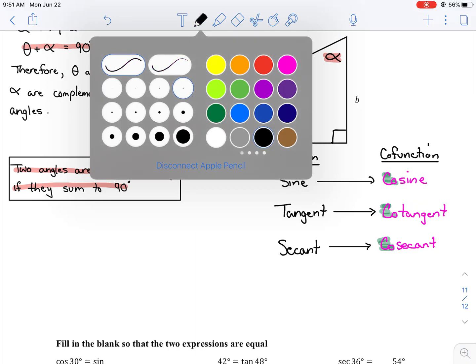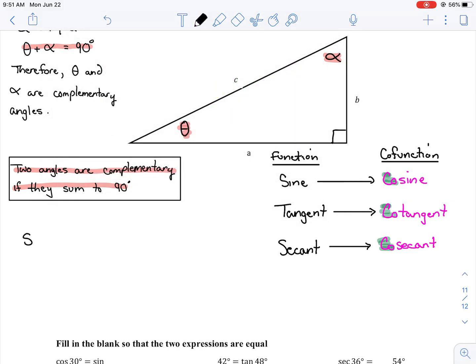Let's start with sine of theta. So sine of theta is the opposite side of the right triangle to the hypotenuse. So sine of theta is going to be the ratio b divided by c.